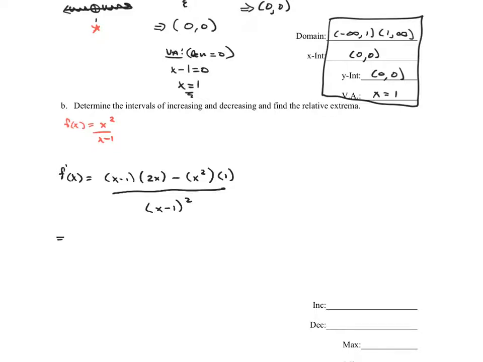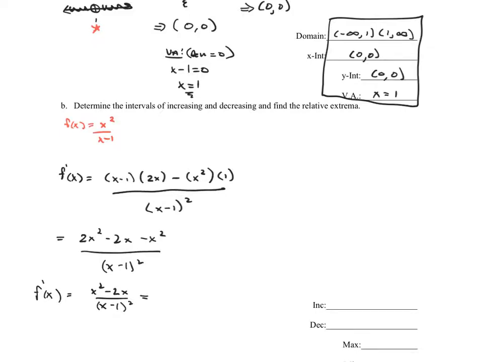Let's go ahead and do some simplification for this derivative. I'm going to distribute the 2x. I'd have 2x squared minus 2x. I'm going to distribute that negative, so I'd have minus x squared. This is all over x minus 1 quantity squared. Again, I'm going to simplify 2x squared minus x squared. It looks like my derivative, well, what would that be? x squared minus 2x all over x minus 1 squared.